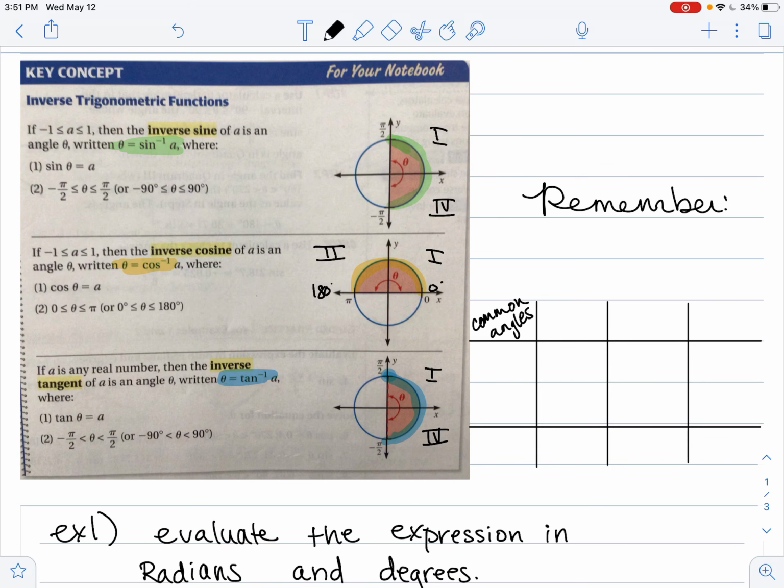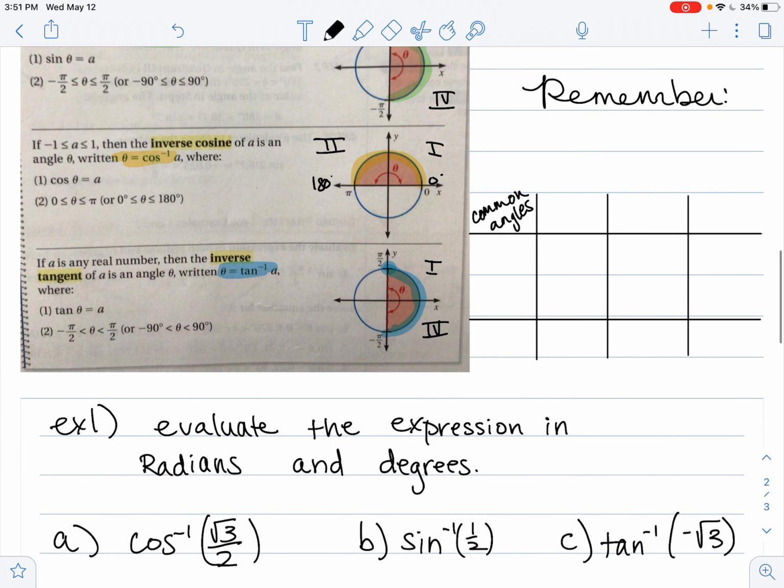Okay, so in order to find these values, remember that we have this common angles chart where we know the common angles are 30 degrees, 45 degrees, and 60 degrees. Go ahead and fill this in. Remember, 30 degrees is the same as pi over 6 radians. 45 degrees is the same as pi over 4 radians. And 60 degrees is the same as pi over 3 radians. And we can look for the sine, cosine, and then we'll find the tangent later.